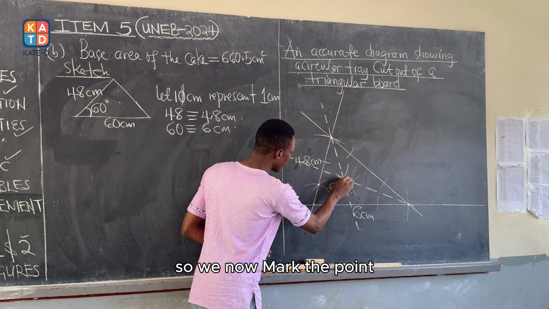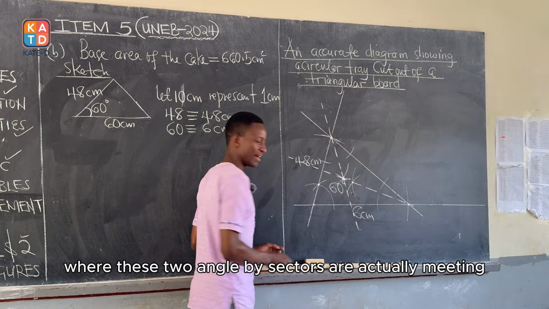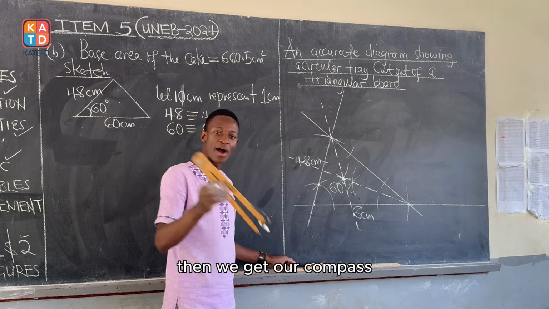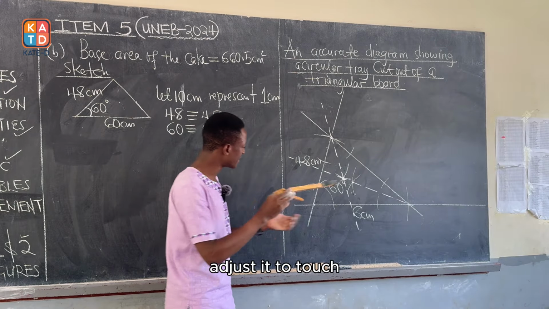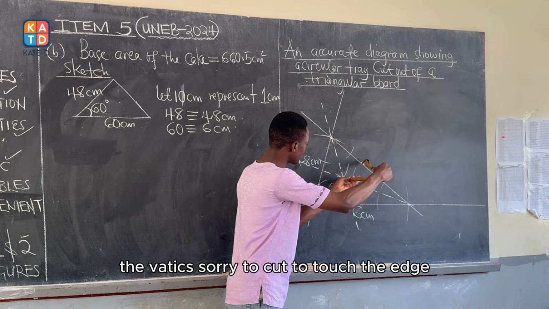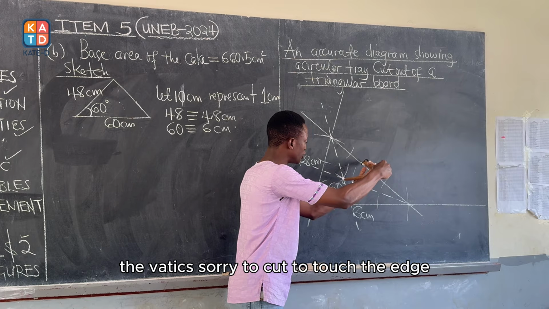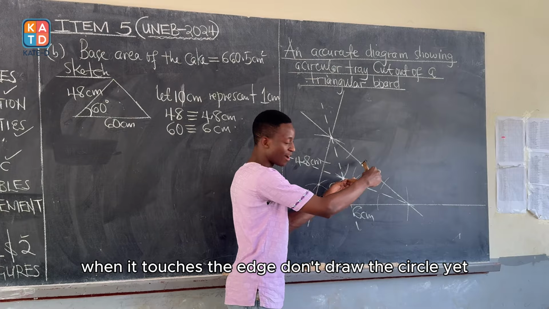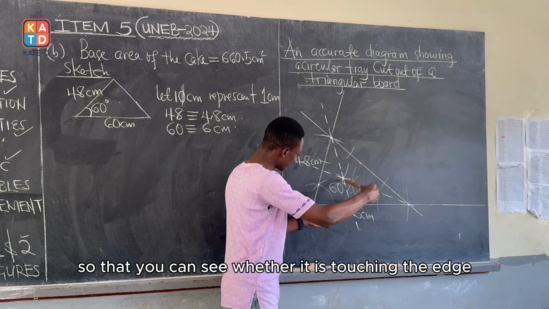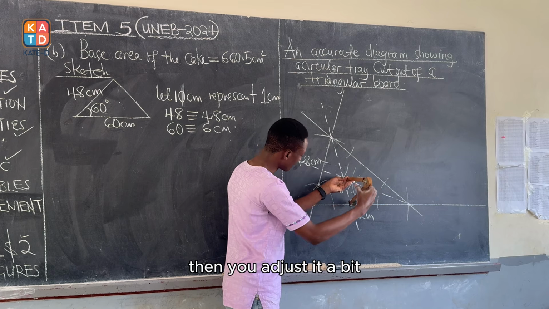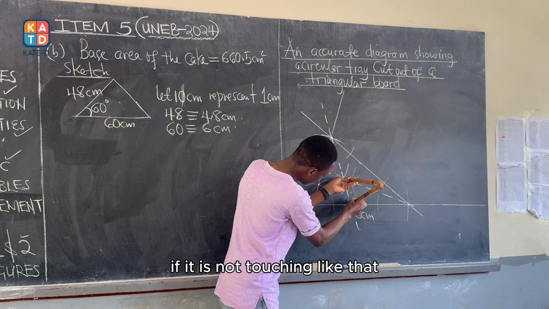So we now mark the point where these two angle bisectors are actually meeting. Then we get our compass, adjust it to touch the vertex, to touch the edge. When it touches the edge, don't draw the circle yet. Come this side so that you can see whether it is touching the edge. Then you adjust it a bit if it is not touching, like that.